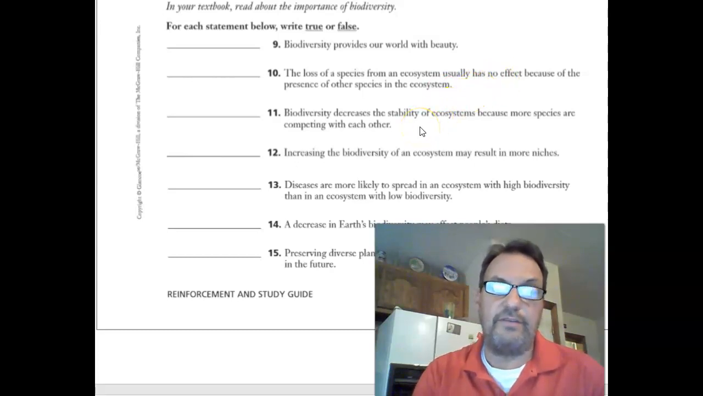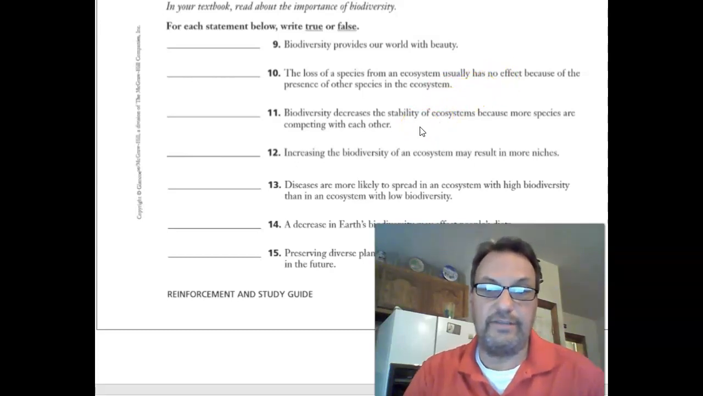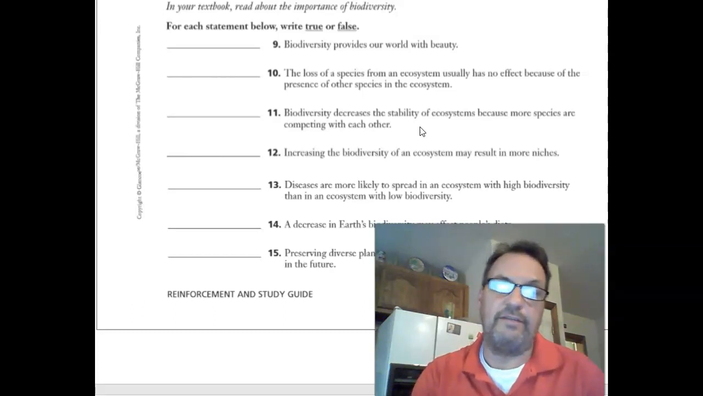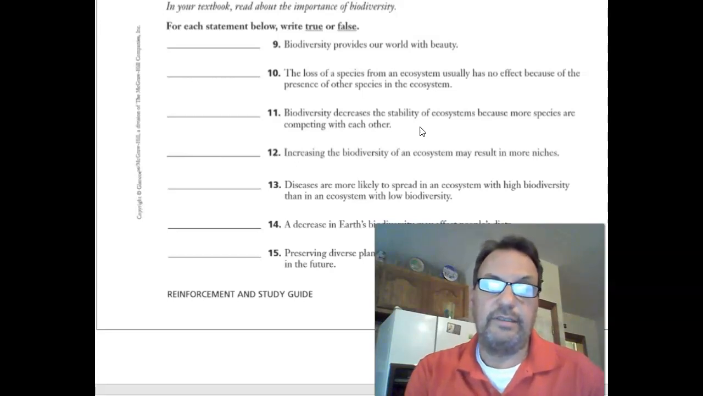Number 11, biodiversity decreases the stability of an ecosystem because more species are competing with each other. Well, this competition in this situation is actually good. So actually an ecosystem is going to be more stable if there's more biodiversity because you're going to be able to have more different creatures that can fill the different roles or the niches that are required for that ecosystem. So number 11 will be false.